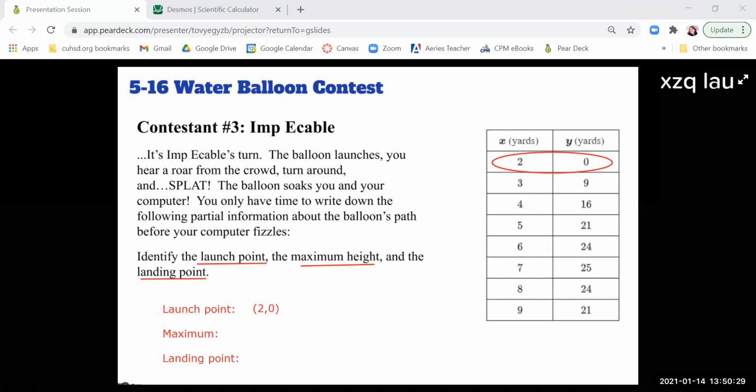Now we're looking for the maximum. So where is the highest point? Where is it highest? Where's our vertical height the most? So take a look around. Can you find the point that has the highest measurement vertically?